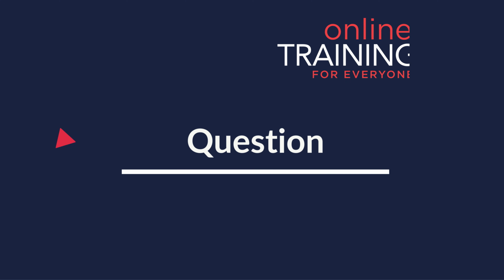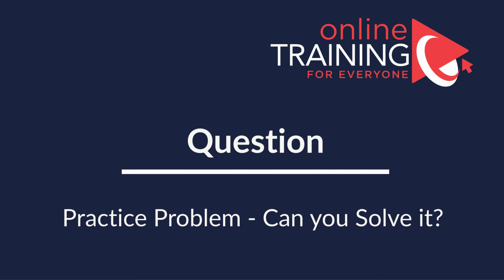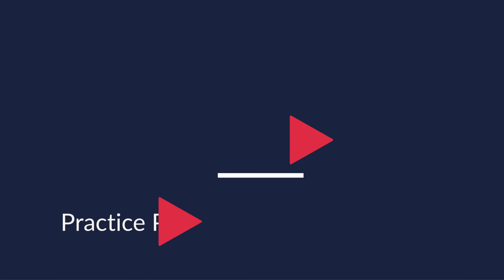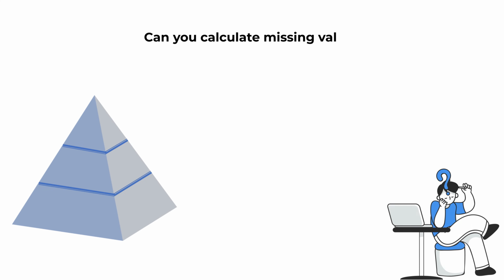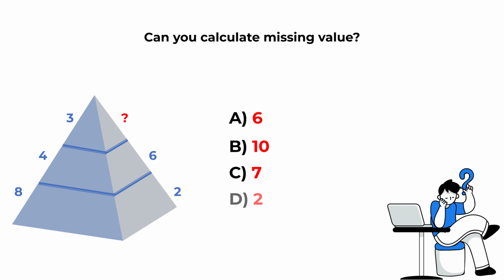And now, here's the question for you to practice. You're presented with a triangle, which is broken down into 3 equal horizontal parts. On the left side of the triangle, you see numbers 8, 4, and 3 if you go from the bottom to the top. And on the right side of the triangle, you see numbers 2, 6, and 1. A number is missing. You need to select the missing number from 4 different choices. Choice A, 6. Choice B, 10. Choice C, 7. And choice D, 2.